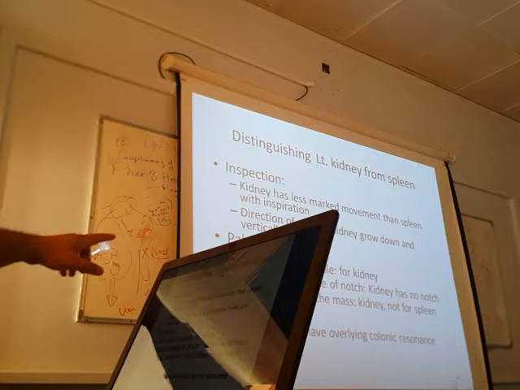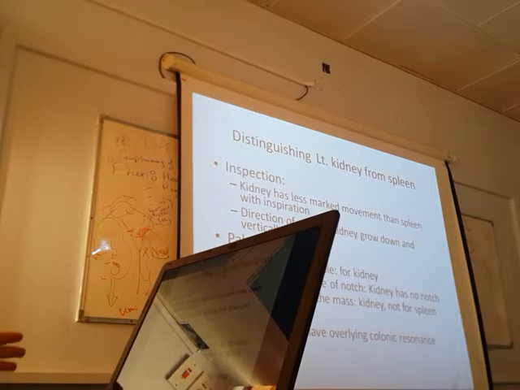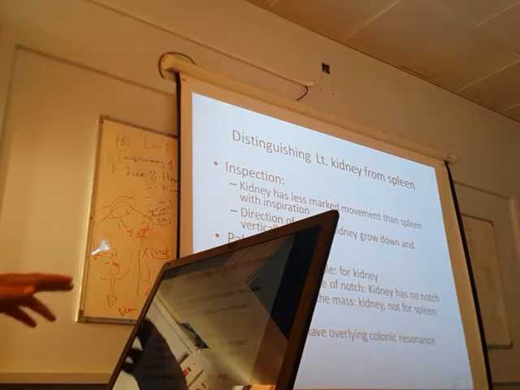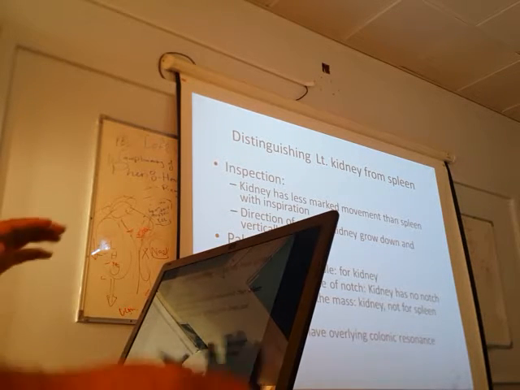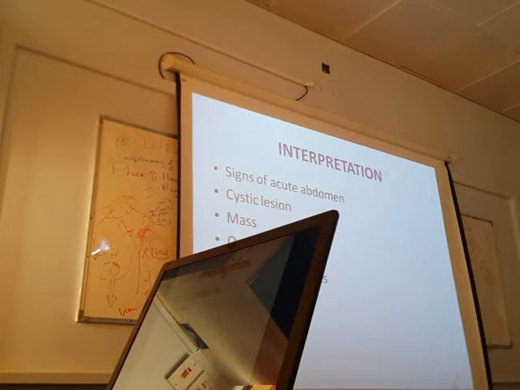You can get above the mass in the kidney, but not in the spleen. On percussion, the kidney may have overlying colonic resonance, because the colon lies above the kidney. But in the spleen there is nothing above it, right? So this is how you differentiate the spleen from the left kidney.